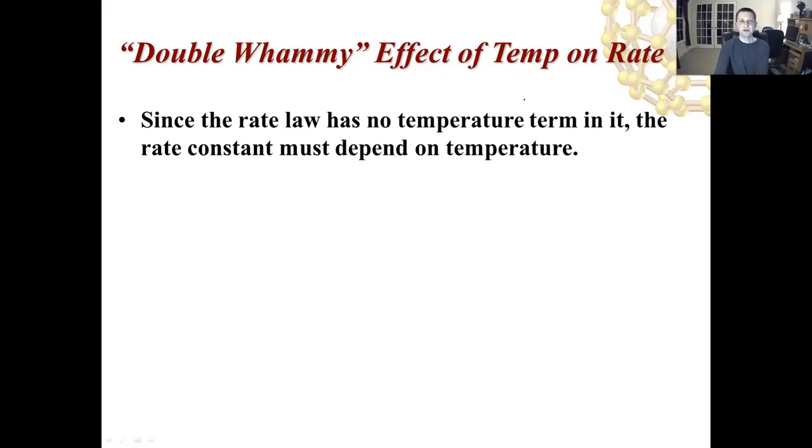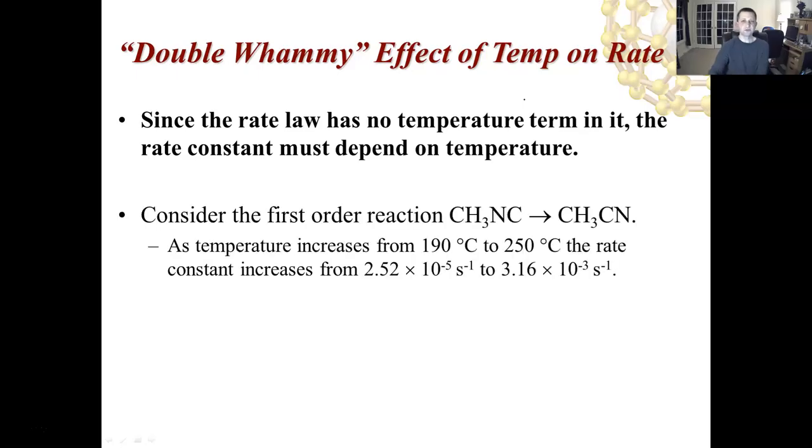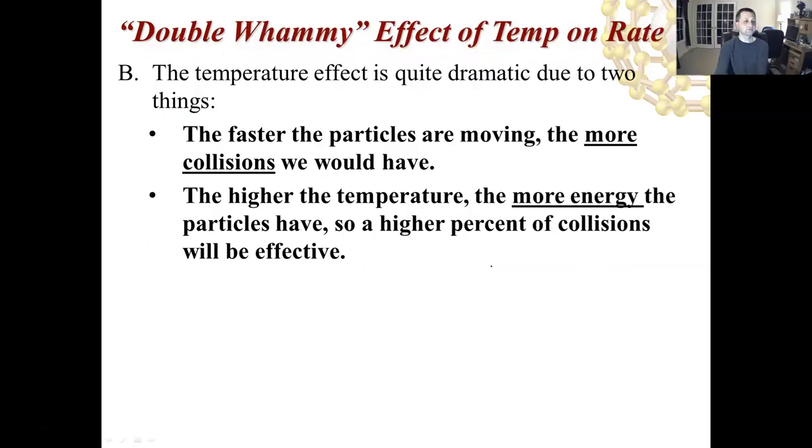Since the rate law, which we may or may not have defined yet, if we haven't, you still understand this, that's okay. Since the rate law has no temperature term in it, which you'll see if you haven't, the rate constant depends on the temperature. So if we look at a first order reaction like this, which I'll show you on the next slide or two, CH3NC yields CH3CN. As the temperature increases from 190 to 250, the rate constant goes from 2.52 times 10 to the negative fifth per second to 3.16 times 10 to the negative third per second. So it's a big increase there, 2 powers of 10 with just a 60-degree difference.